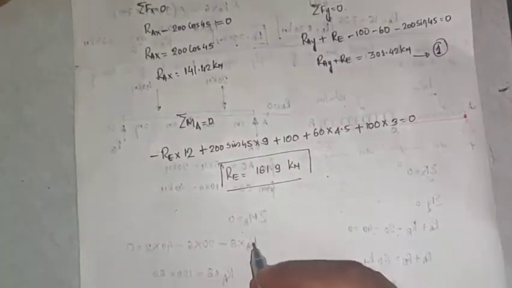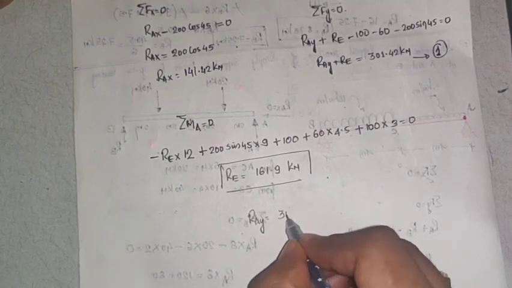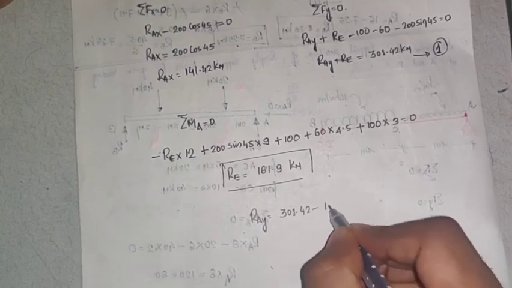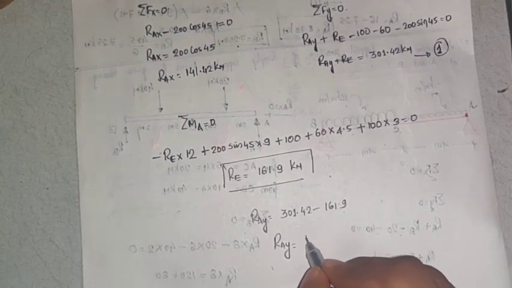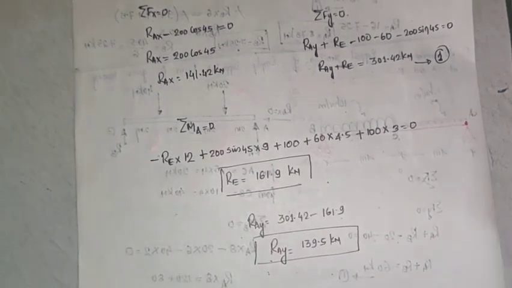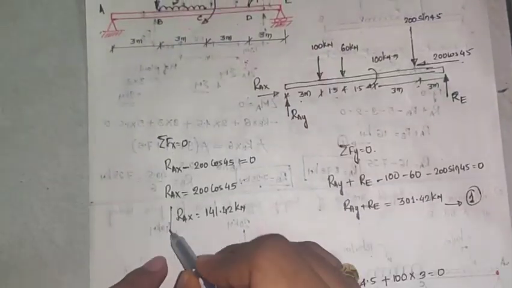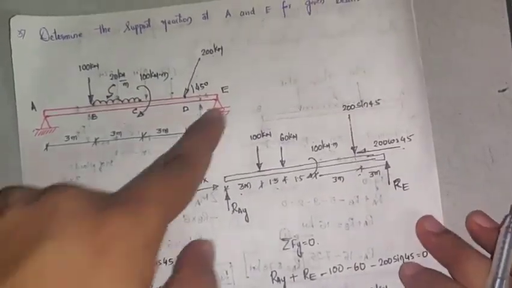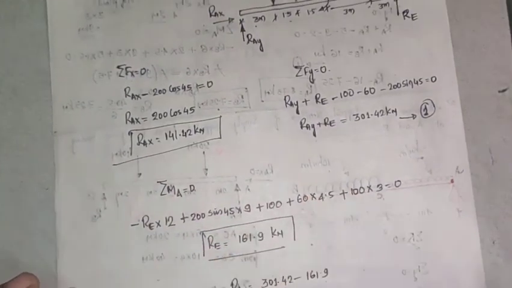Now substitute this value in equation 1, and you get the value of RAY, which is 301.42 minus 161.9. You will get the value of RAY as 139.5 kilonewton. So this is all about finding the reactions RAY, RE and RAX. So when does the effect of RAX come into the picture? When there is any horizontal force; otherwise you will only get vertical reactions at the two supports.